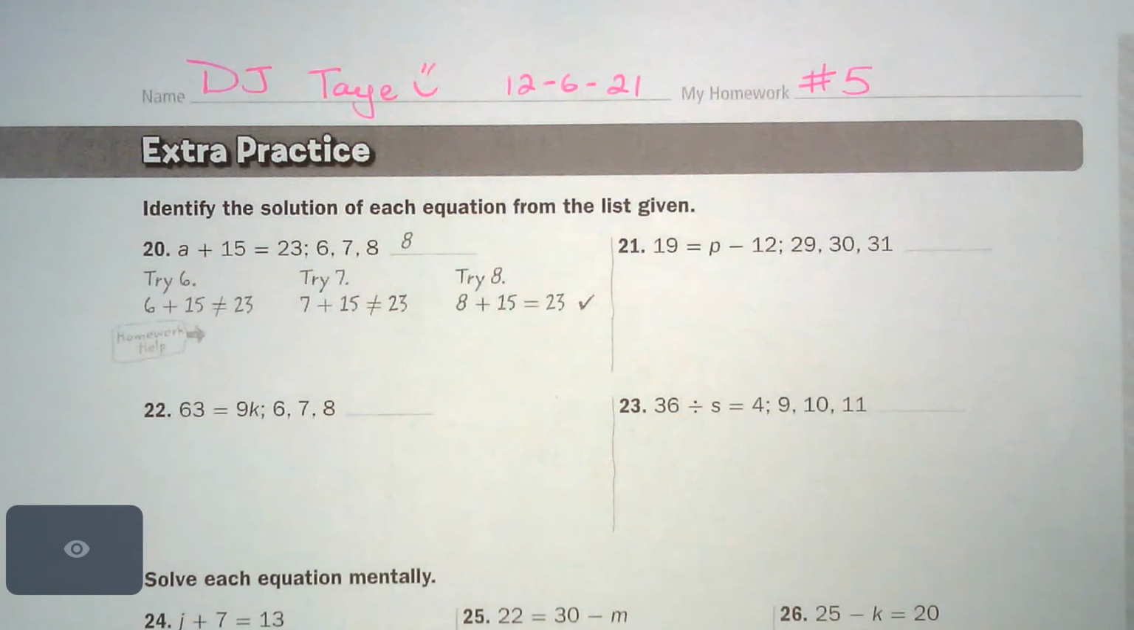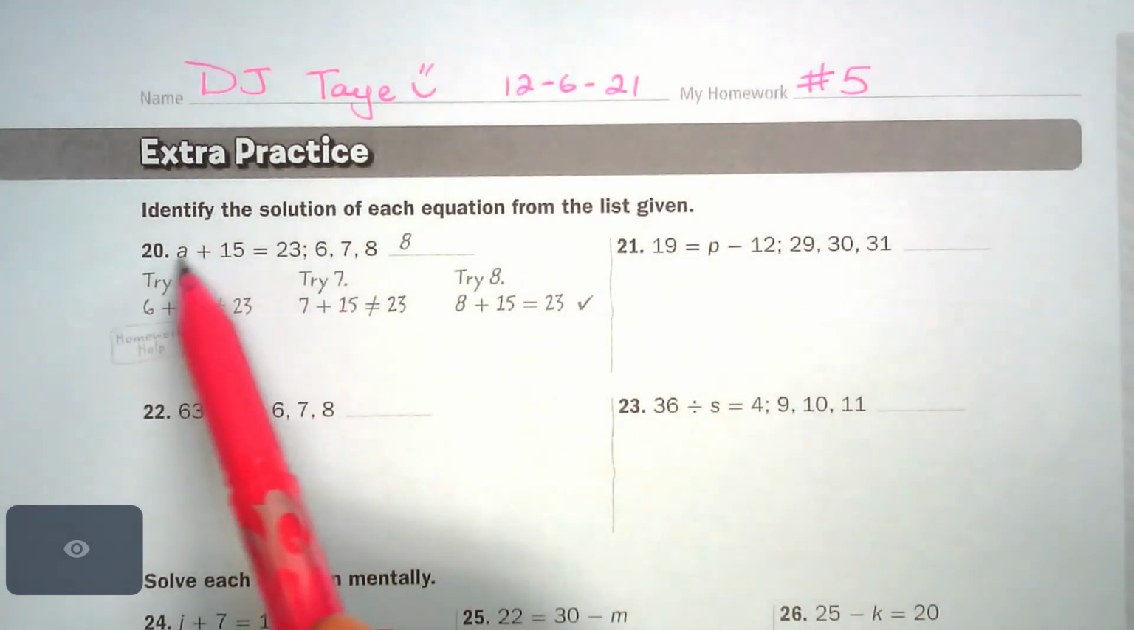All right, guys, so this is a review of solving equations by identifying a solution of the equation from the list given. That's the instructions here. So this is where we are given a list, or you can call it a solution set. And we have to determine which of those numbers, or which number, is the solution that makes the equation true.